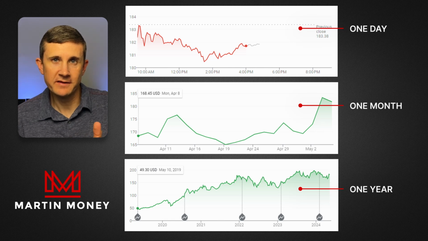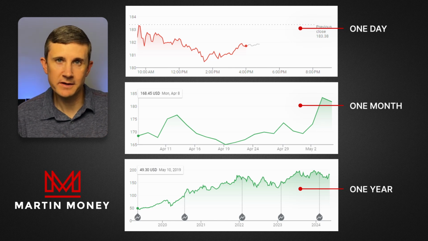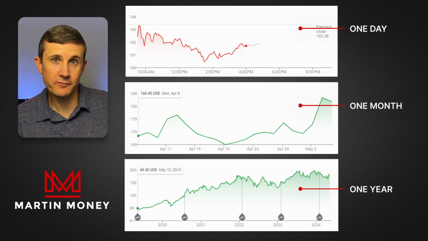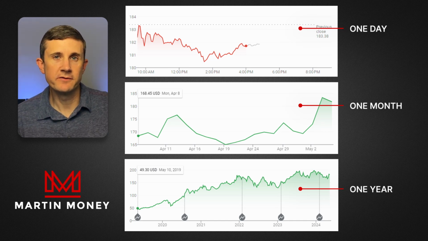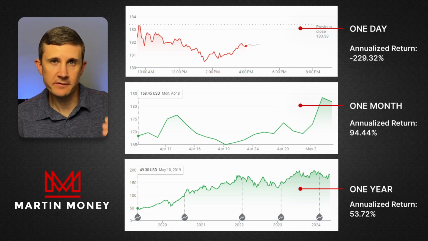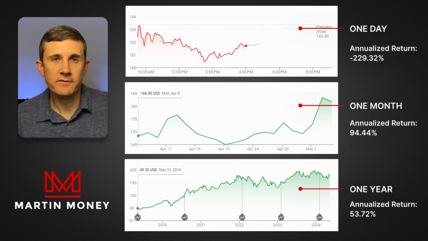What I want you to notice is how the trend over 5 years, the long term in this case, shows a steady incline, while the 1 month and 1 day charts have larger fluctuations in price relative to the length of the time in the graph. In other words, the amount the stock fluctuated from the starting point of the graph. To put it in perspective, here are the annualized returns for each of those ranges. That's the 1 day, 1 month, and 5 year ranges.